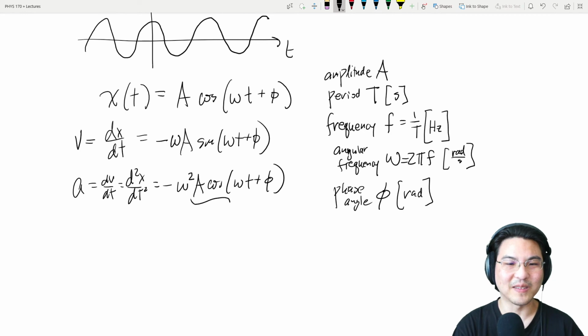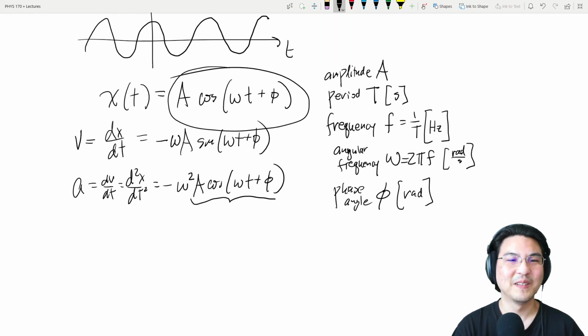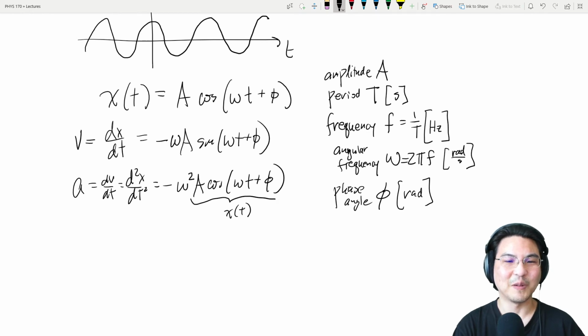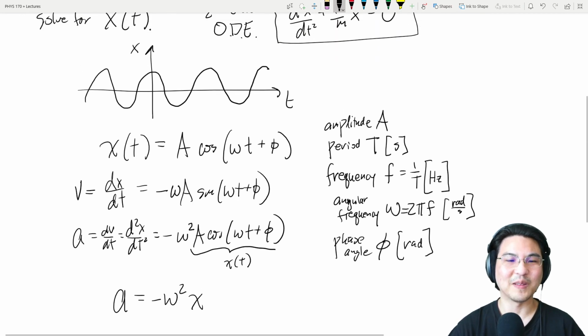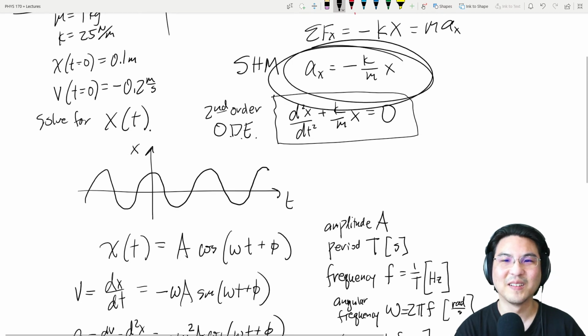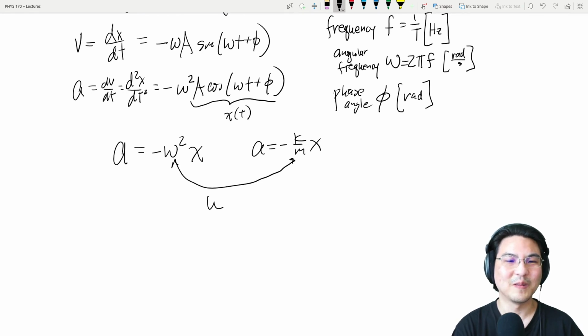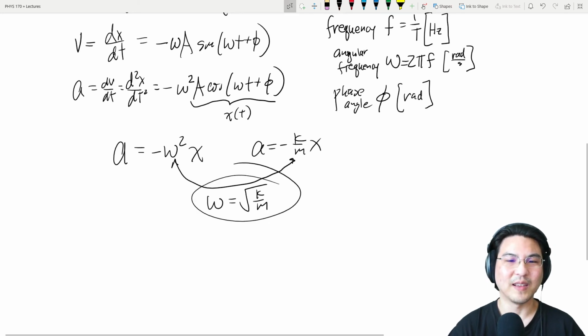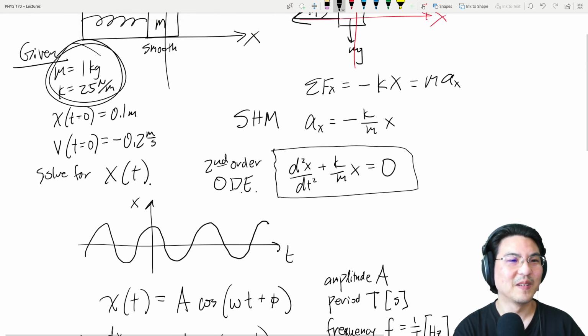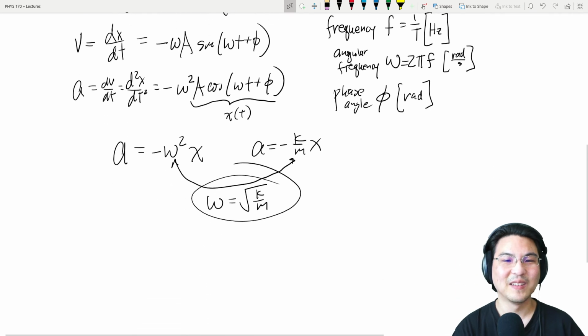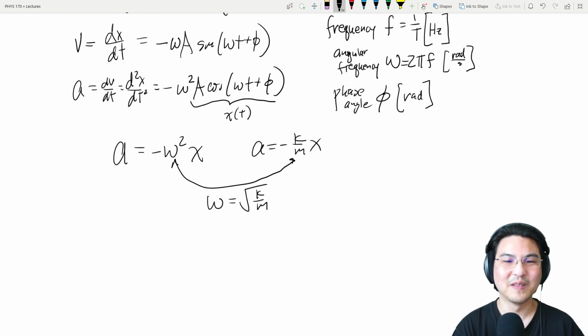All right, now take a look at this. That's exactly x, right? So what we have here is the acceleration is minus omega squared x. And compare that to what we had over here. Acceleration was minus k over m x. Now look at this. That means omega squared is k over m, or omega is square root of k over m. And then I made up numbers, right? If the spring constant is 25, the mass is 1, then for this example, omega would be square root of 25, 5.